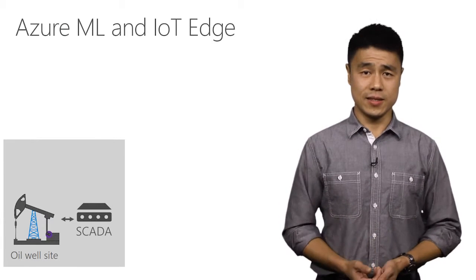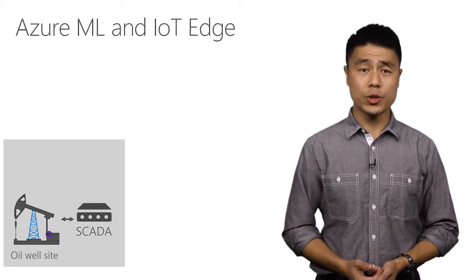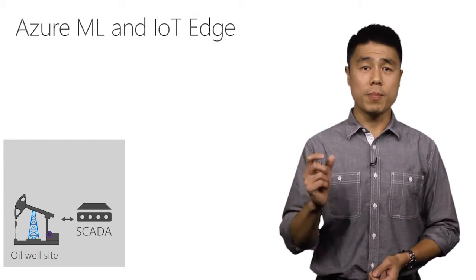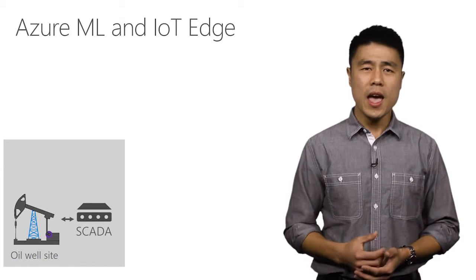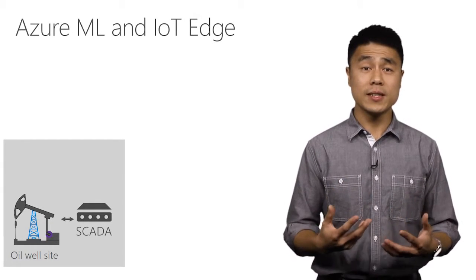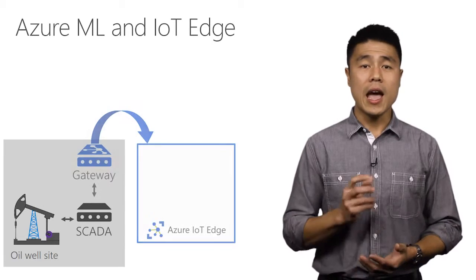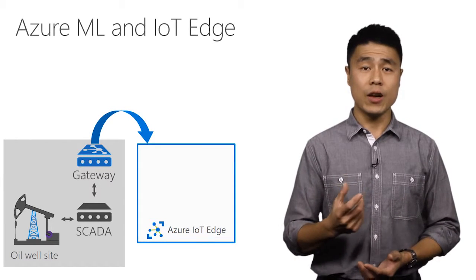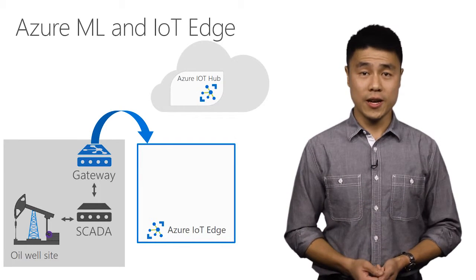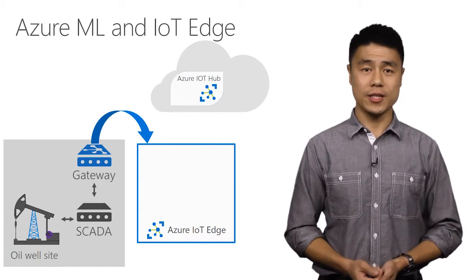Schneider has a SCADA system, which stands for Supervisory Control and Data Acquisition. Sensors attached to the equipment from the pump is collected by their system, and they want to make their SCADA solution proactive by being able to do predictive maintenance of their equipment. At the well site, we have added a gateway device, and this device has been registered with Azure IoT Hub, and it runs Azure IoT Edge.